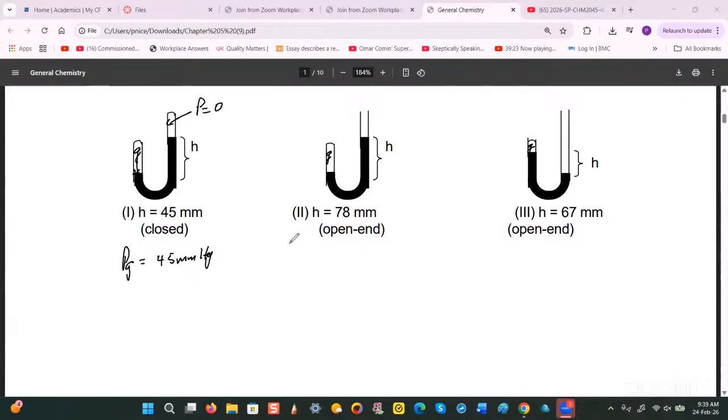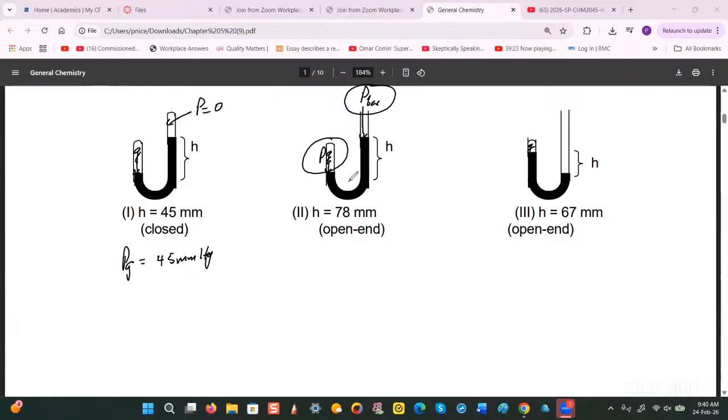Now for the next one, it's a bit more complex because now this side of the tube is open to the atmosphere. So not only do we have the pressure of the gas being exerted on this surface here, we have the pressure of the atmosphere or the barometric pressure, I'm going to call it P bar, acting on the surface exposed to the atmosphere, the open end, all right? Now, based on the mercury levels here and here, we can come to the conclusion that the pressure exerted by the gas here would be greater than the pressure exerted by the atmosphere here, right? And that's because the mercury level here is higher compared to the mercury level here.